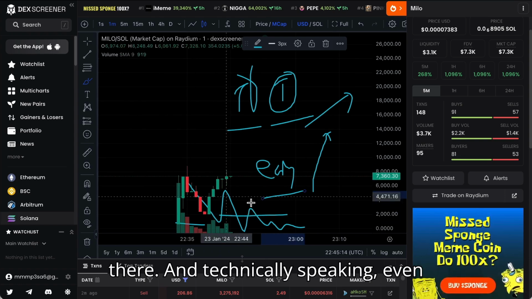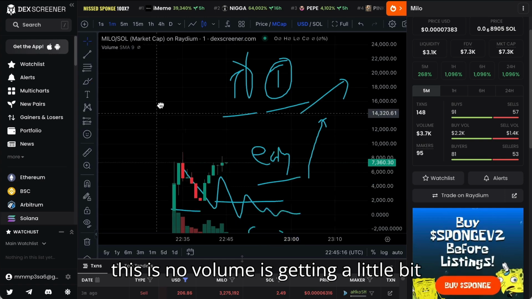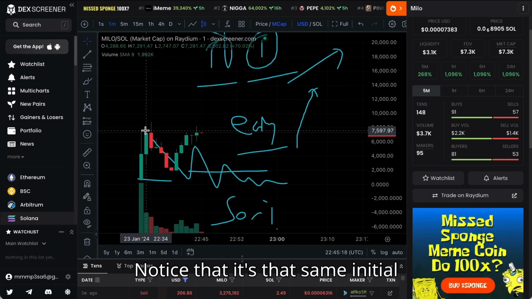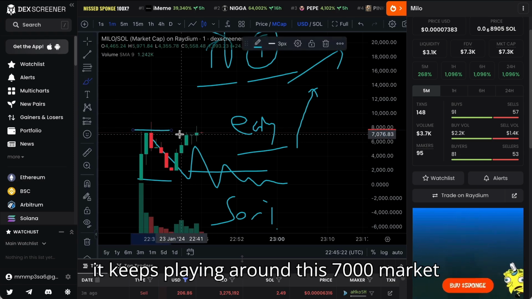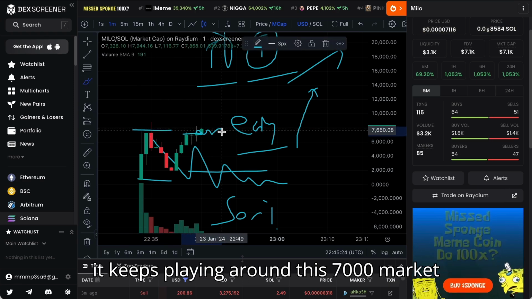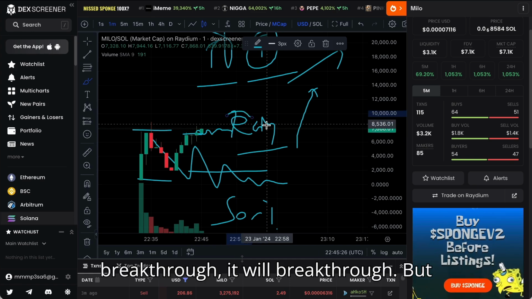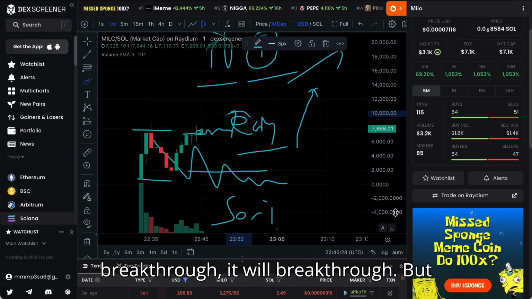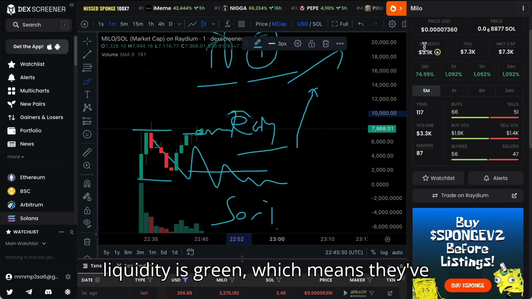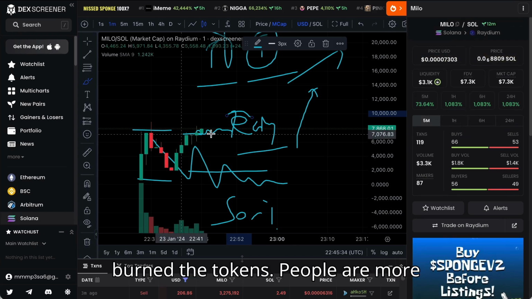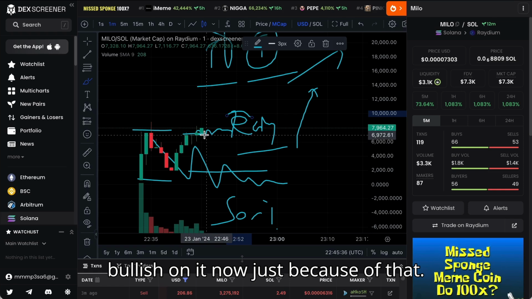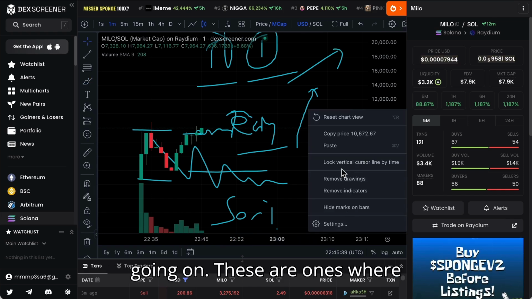And technically speaking, even though this is no volume, it's getting a little bit more volume now, so it's not that bad. Notice that it's that same initial resistance, that's where it's hitting. Now, if it keeps playing around this 7,000 market cap, more than likely it will break through. And you can see now, look at that. The liquidity is green, which means they've locked liquidity. They've probably just burned the tokens. People are more bullish on it now, just because of that. But even then, there's just not that much going on.